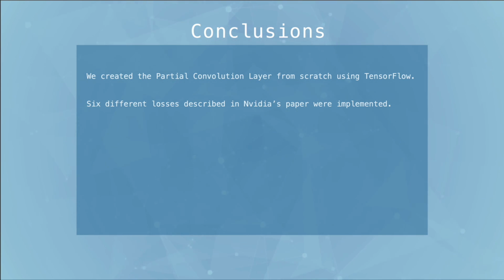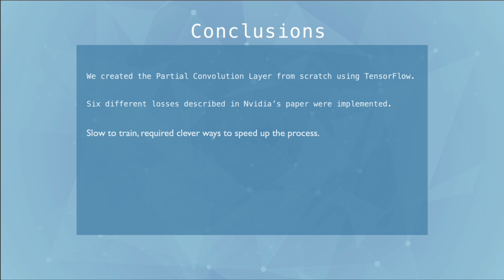We know that NVIDIA Corporation has trained their network for a week on several powerful GPUs. Therefore, we needed to find clever ways to speed up the process in order to achieve similar results in a reasonable amount of time. Our approach required around 10 days to train our model entirely and get inpainted results equivalent in quality to NVIDIA's publication.